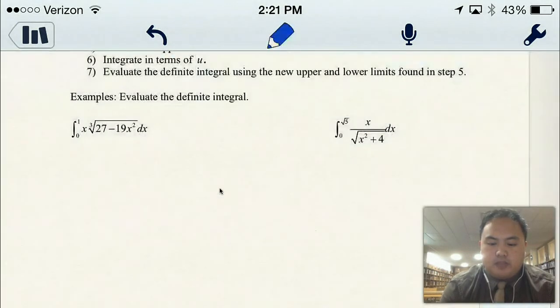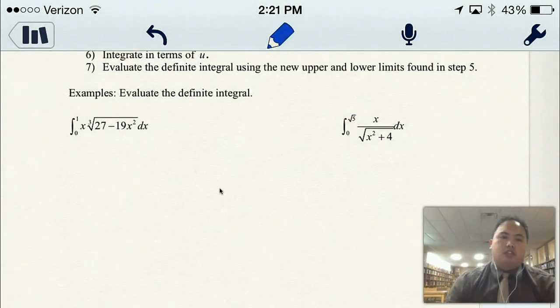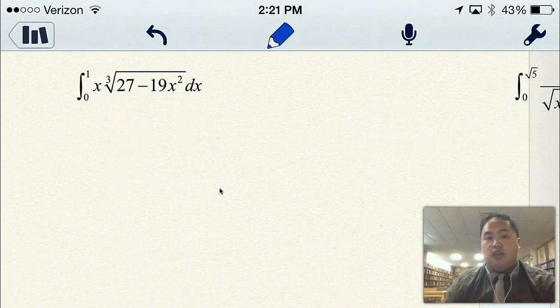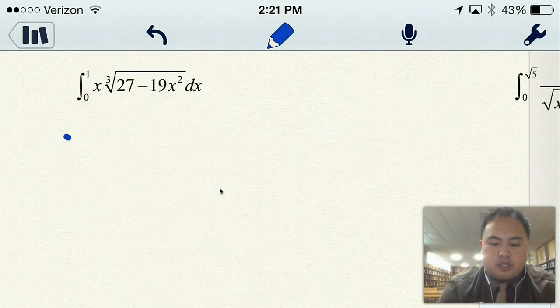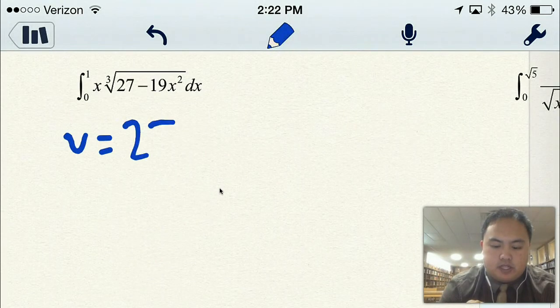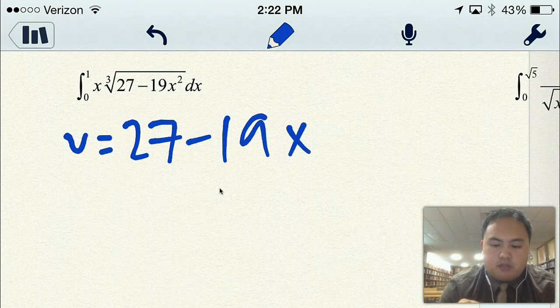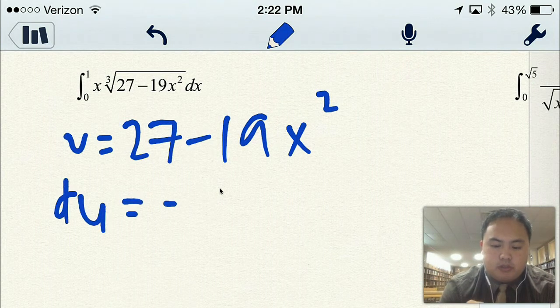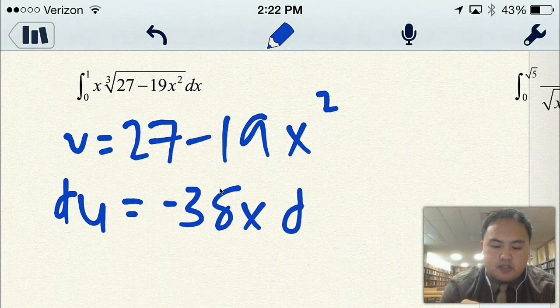So what I'm going to do is pick a U. Remember, the best U's to use are the ones that are either underneath a radical or in parentheses. So in this particular problem, I'm going to make U 27 minus 19x squared. Because that's my U, du, which is again the derivative of U, is going to be minus 38x dx.